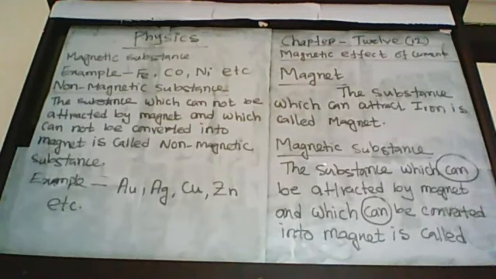There are some other examples of non-magnetic substances. Those are plastic, wood, paper. Those are called non-magnetic substances.